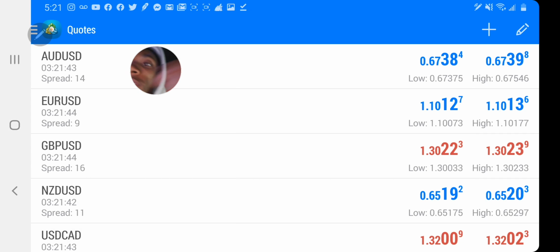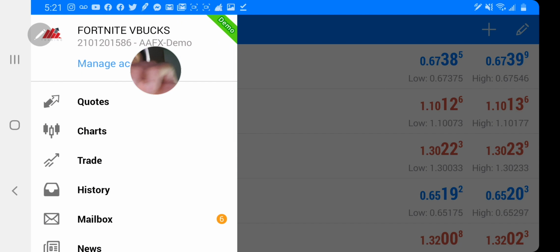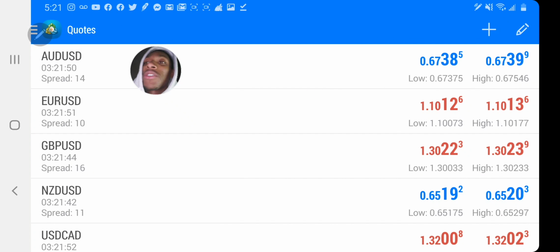All right, so we're gonna take some trades. This is my dummy demo account. It's like scalping. I just made this little thing called Fortnite V-Bucks. So I'm gonna show you guys how to take a trade.